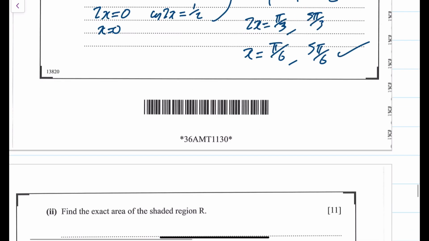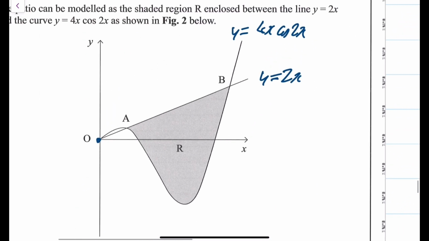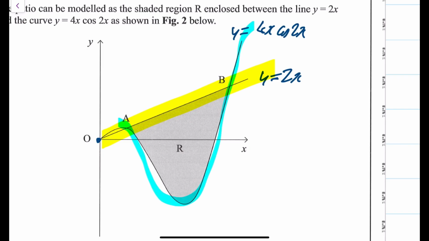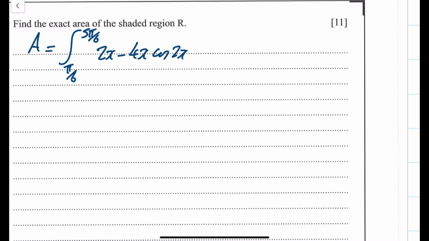Okay, it says find the exact area of the shaded region R. Now to do this, the nicest way, not that it really matters, is to put the 2x on top and the 4x cos 2x on bottom. So I would do the 2x minus 4x cos 2x. So I'm going to say my area is the integral of, 5 pi over 6 is my upper limit, pi over 6 is my lower limit, and then it's going to be 2x minus 4x cos of 2x dx. I'm going to call that equation 1.